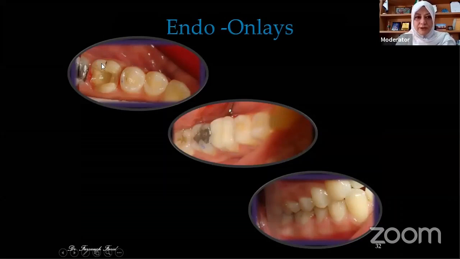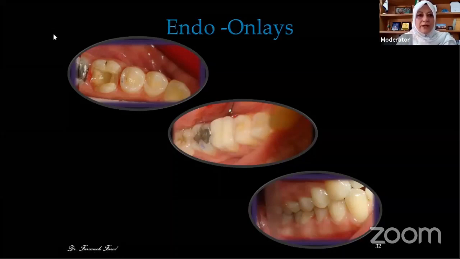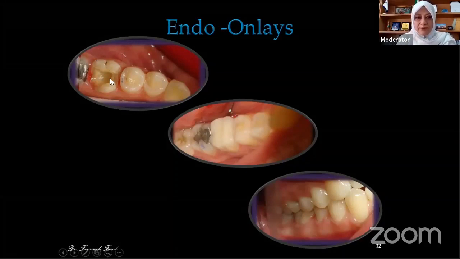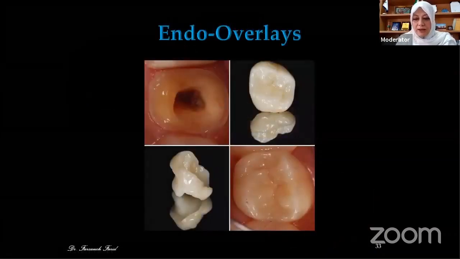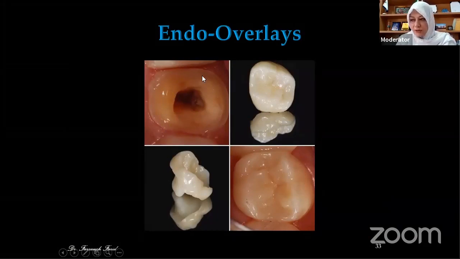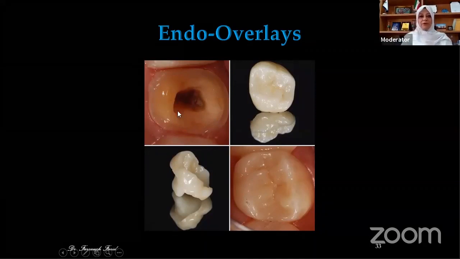So for the posterior teeth, we talked about when we use direct restorative materials. Now, if you have a large cavity, but the remaining tooth structure is more than half of the tooth, and the remaining thickness is more than 2 millimeters, you can have indirect restorations with cuspal coverage. Recently, we call them Endo-Onlays. If you cover more of the tooth, it is Endo-Overlay.